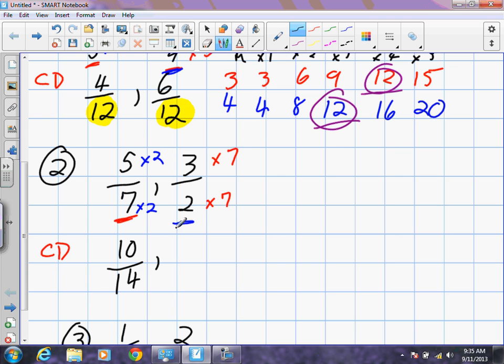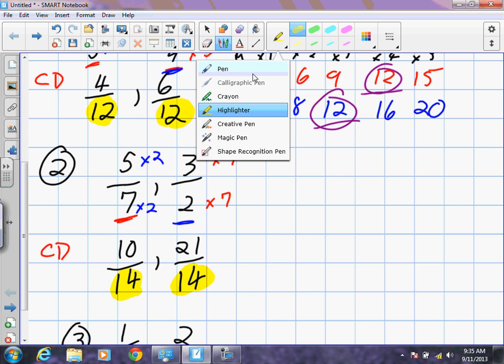3 times 7? 2 times 7? 14. Okay? So again, we're left at a common denominator. Now, is this the lowest common denominator between them? It is. And we could check that by quickly writing out the multiples of the numbers again.